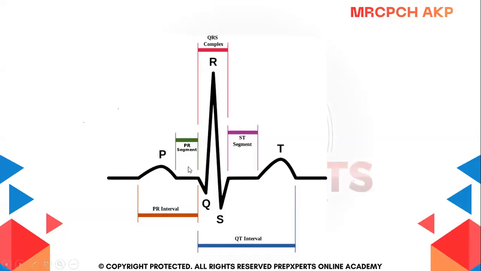Then the electrical impulse goes through the AV node, and then to the ventricles to depolarize them, making the ventricles contract. So we are getting Q, the first negative deflection on the ECG. Then the tallest wave is the R wave. Then we have a negative deflection again, the S wave. And then the ventricles are going to repolarize. So these are the segments and these are the intervals. What is the difference between segment and interval? Anyone?